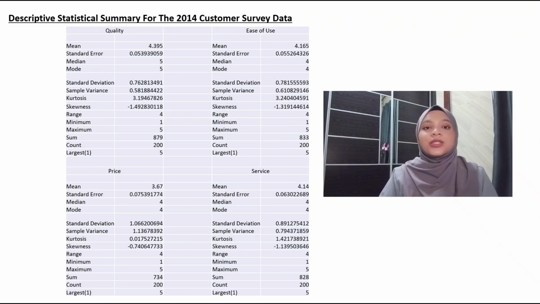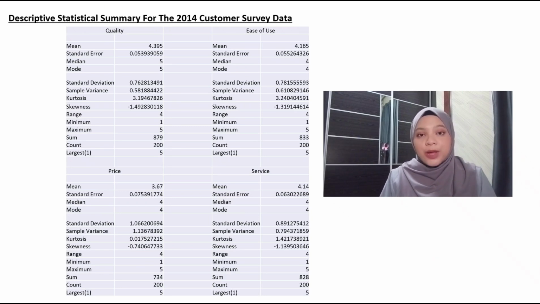Okay, moving on to the ease of use, the mean score was 4.17, also showing strong customer satisfaction. The standard deviation was 0.78, quite close to quality, indicating that most customers found the product user-friendly and easy to operate. The next one is price.